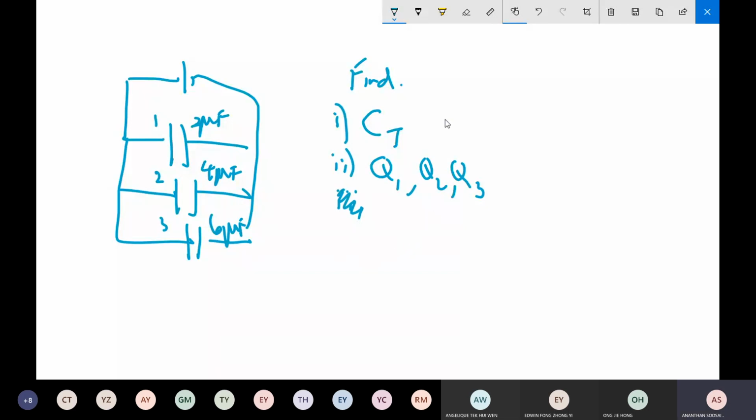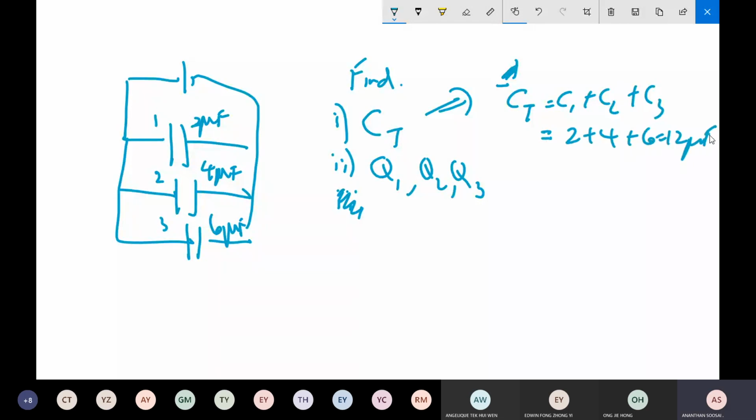Okay. So first, C total. What is C total in this case, parallel? C total is C1 plus C2 plus C3 because parallel. So C total in this case should be how much? 2 plus 4 plus 6. So it's 12 microfarad. That's the total capacitance here.